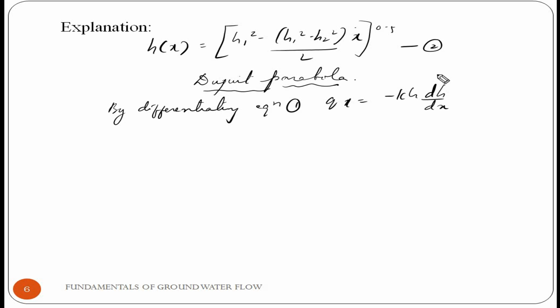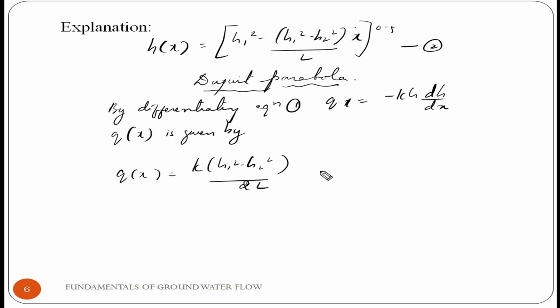So it can be shown that the discharge per unit width at any section x distance from the origin, q of x, is given by q of x is equal to K into (h1 squared minus h2 squared) divided by 2L, minus R into (L by 2 minus x).